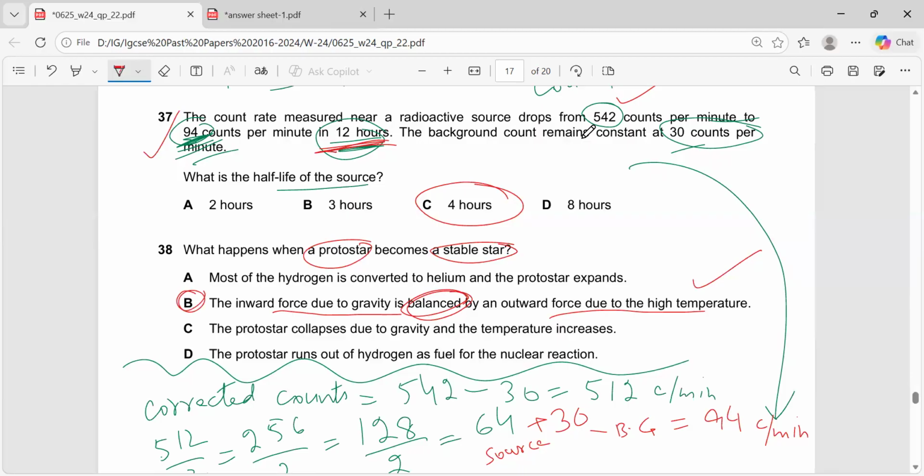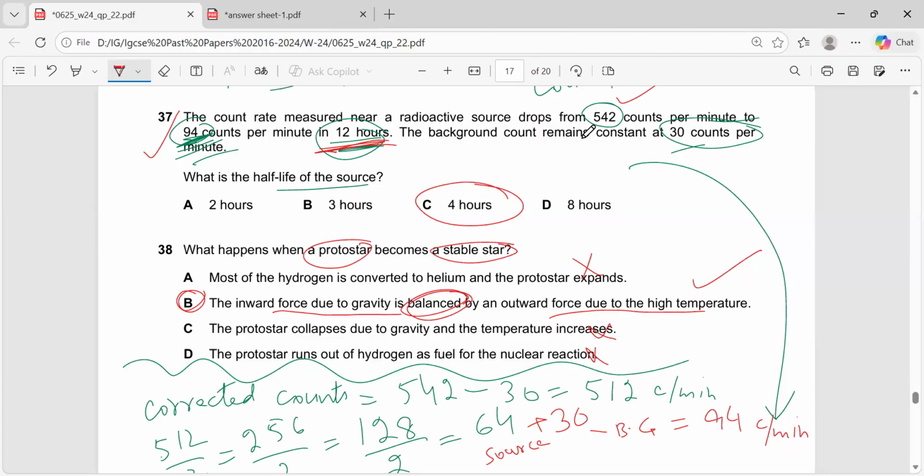Simply I will go with B. Others are stupid options. Most of the hydrogen is converted to helium and the protostar expands. A protostar is not a main sequence star, not even possible. A protostar collapses due to gravity and temperature increases. Still, it is stable. So how? No chance. The protostar runs out of hydrogen as fuel for nuclear reaction. Nonsense to say.